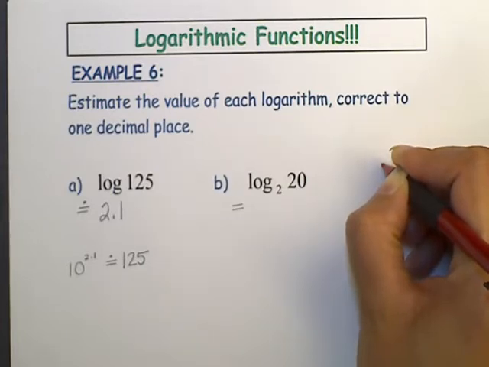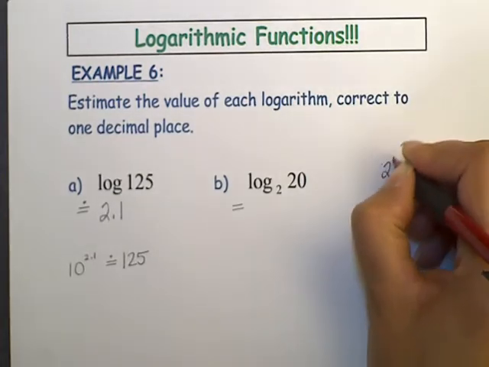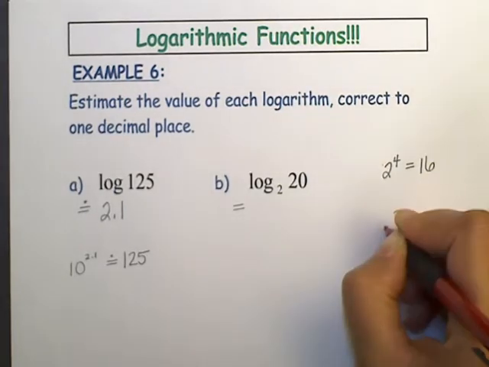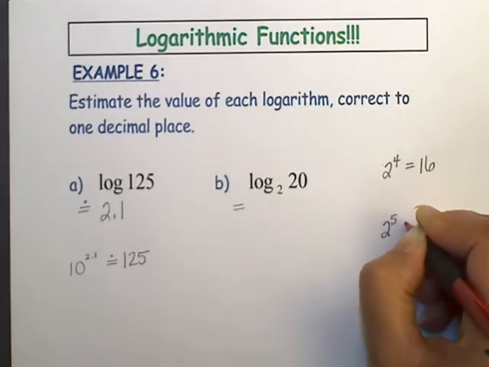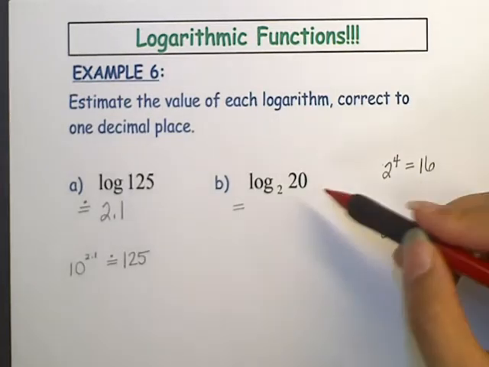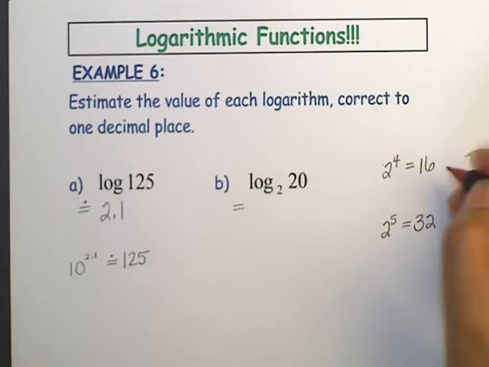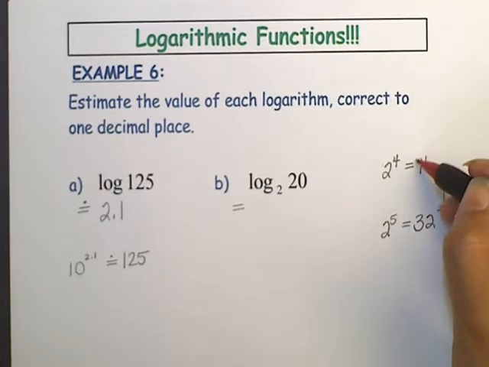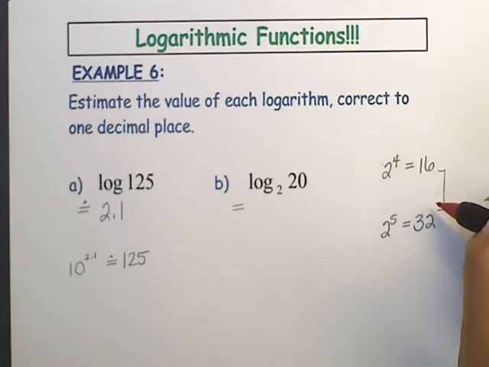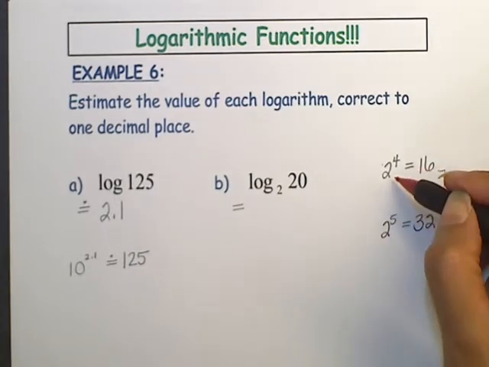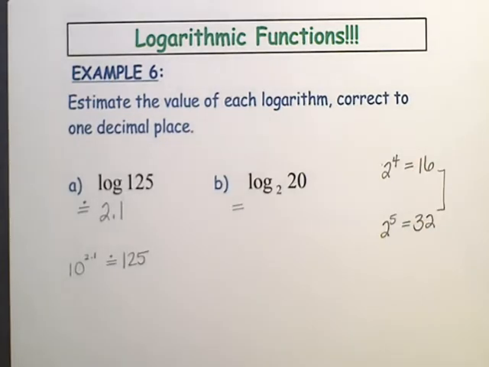So if I look at 2 to the exponent 4, I had an answer of 16. And if I look at 2 to the exponent 5, I had an answer of 32. Now, the answer that I have here, which is 20, is somewhere within this range. And you'll notice that it's a little bit closer to 16 than it is to 32. So most likely the exponent that I need will be close to 4. Okay, so let's try an exponent of 4.1.